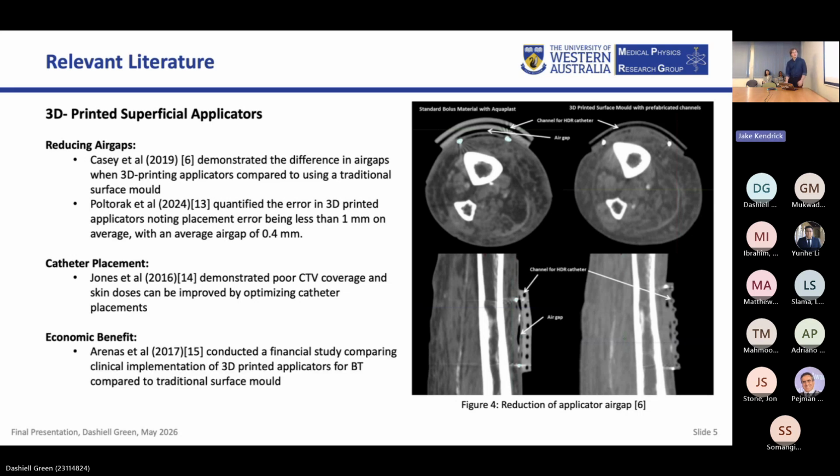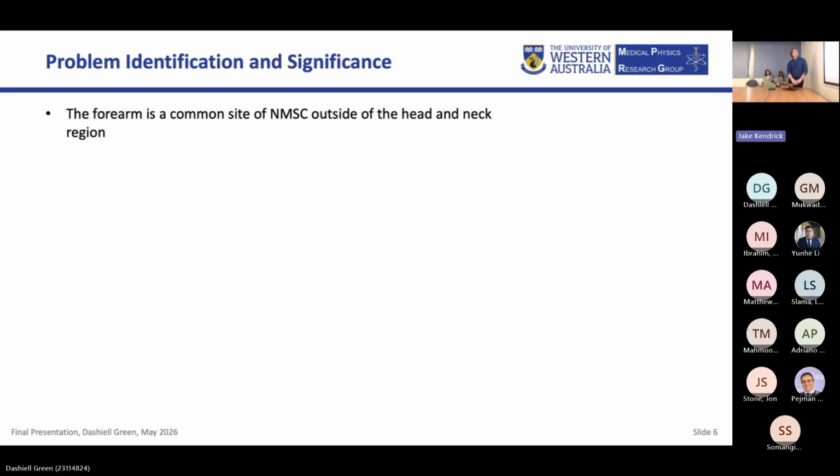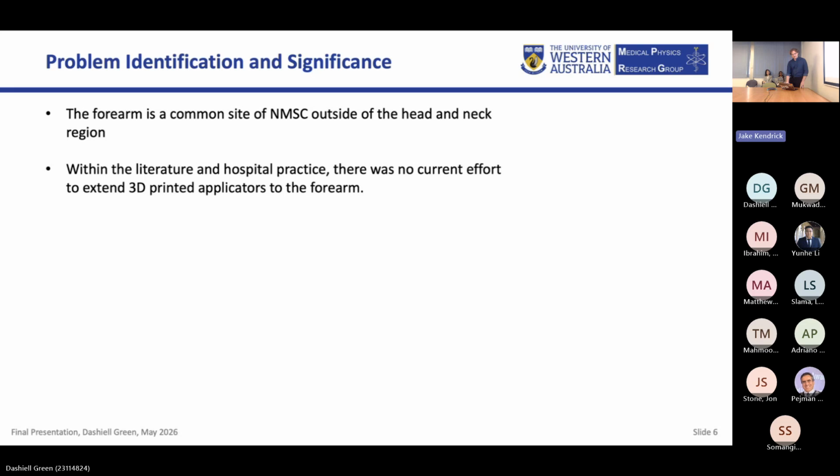And then economic benefit, Arenas et al. conducted a financial study into the clinical application of 3D printed applicators and found that it reduced workload time by 34%, waiting time by 57%, and labor cost by 28%. So the problem identification of this is the forearm is a common site for non-melanoma skin cancers outside of the head and neck region. And within the literature and hospital practice here, there's no current efforts to extend the 3D printed applicators to the forearm.